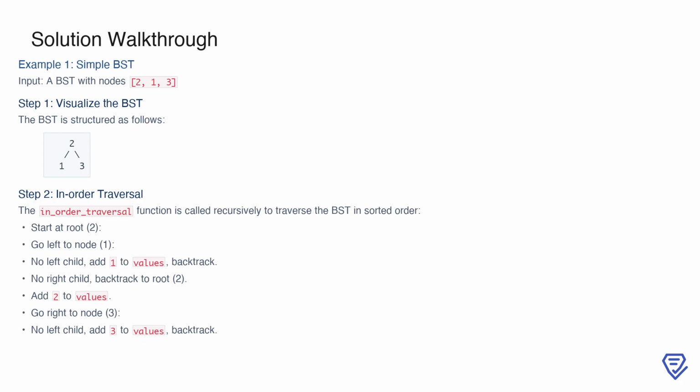Starting at the root, we move left to node 1. Since node 1 has no left child, we add 1 to the list of values and backtrack. With no right child to process, we return to the root node 2, add 2 to our list, and proceed to the right child, node 3. Node 3 has no left child, so we add 3 to the list and finish the traversal. At this point, the in-order traversal gives us the sorted list 1, 2, 3.